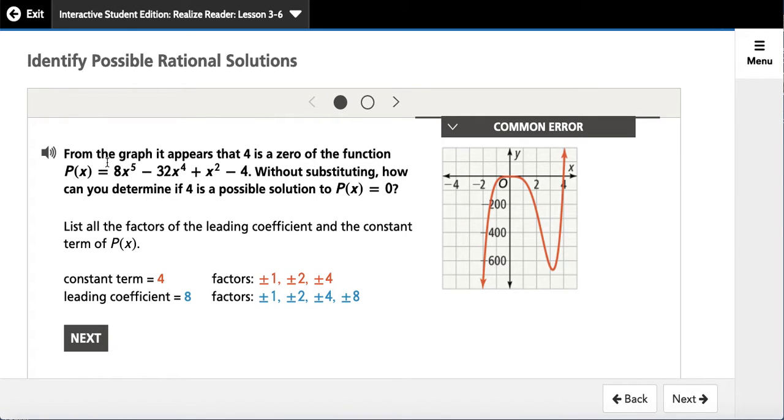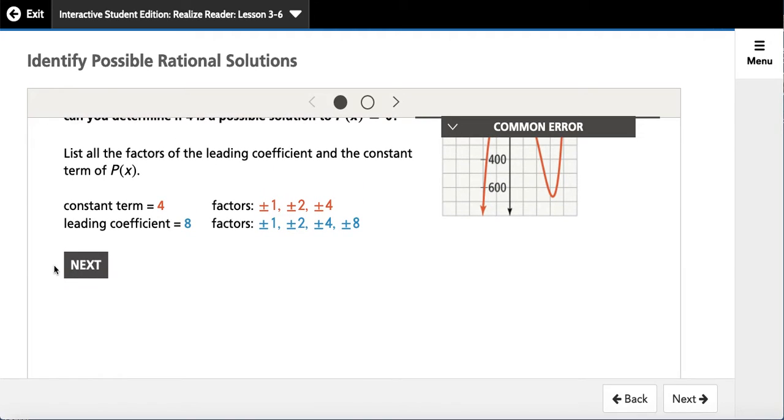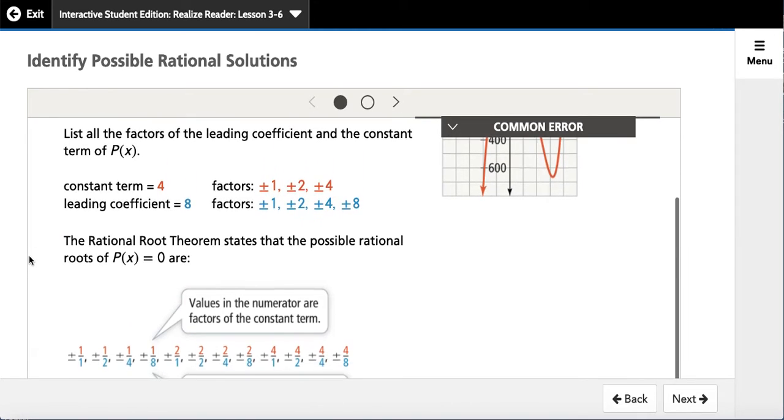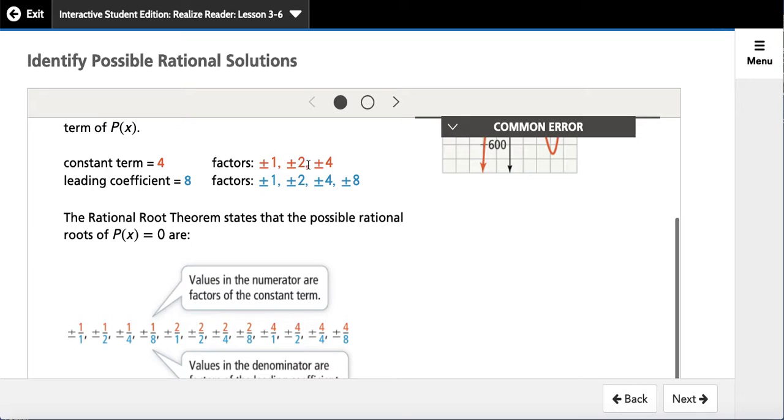First, we would list out, here's our polynomial. We would list out all the factors of -4, which they did here in orange. These are all the possible factors of -4. And then all the possible factors of 8 are here. In order for something to be a rational root, according to the rational root theorem, it has to be a combination of any of these numbers divided by any of these numbers. So they wrote them all out.